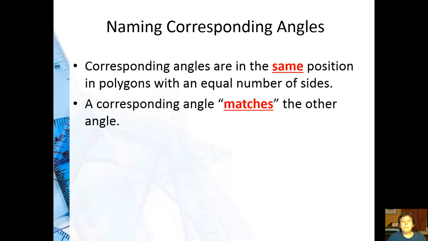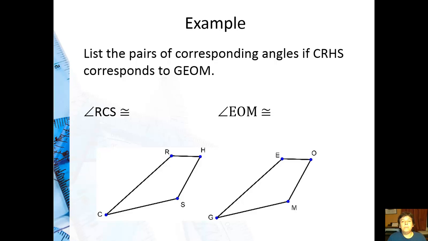So we're going to list a pair of angles for 2 polygons here, polygon CRHS and GEOM. Now you might think, oh, this is an easy problem. Well, that's because I've already lined everything up. See how C goes with G, because C in the name here goes with G in that name. R goes with E, H goes with O, S goes with M. So if I have them lined up so that they match, that makes this problem a lot easier.